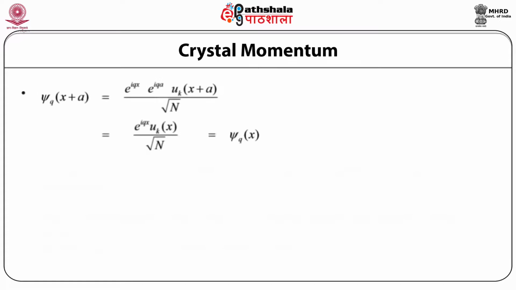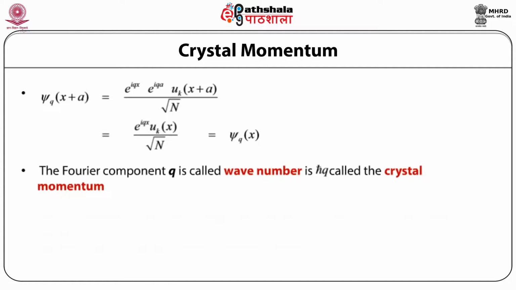So now let us see what phi q at x plus a becomes. So you add a to x. This implies on the right hand side we have e raised to power iqx into e raised to power iqa uk function of x plus a divided by root of n, which is equal to e raised to power iqx uk x divided by root of n, which is basically phi qx. The Fourier component q is called the wave number and h cross q is called the crystal momentum. So you see here that the wave function is periodically repeated and the periodicity is a.